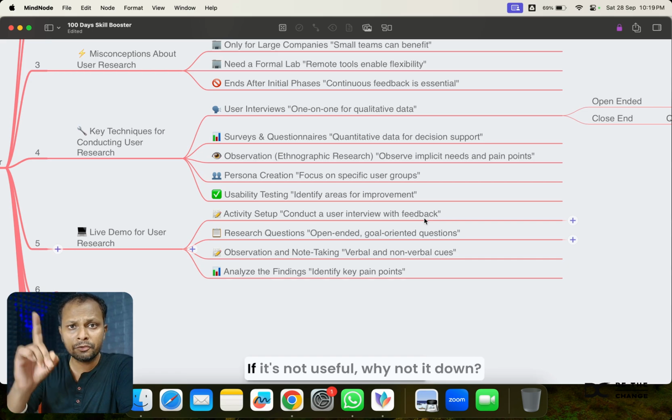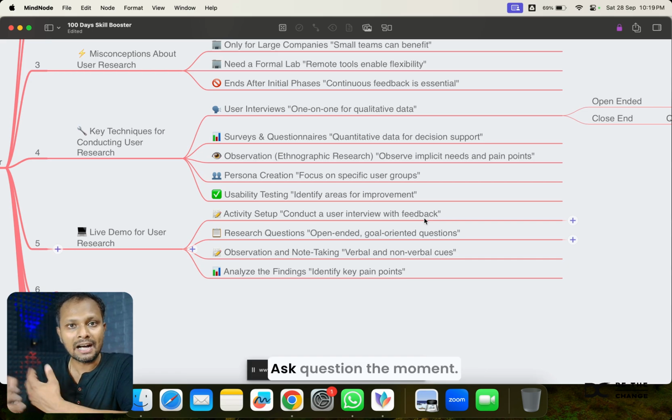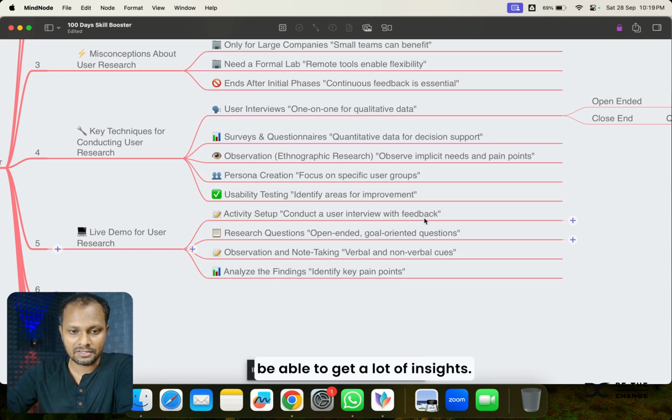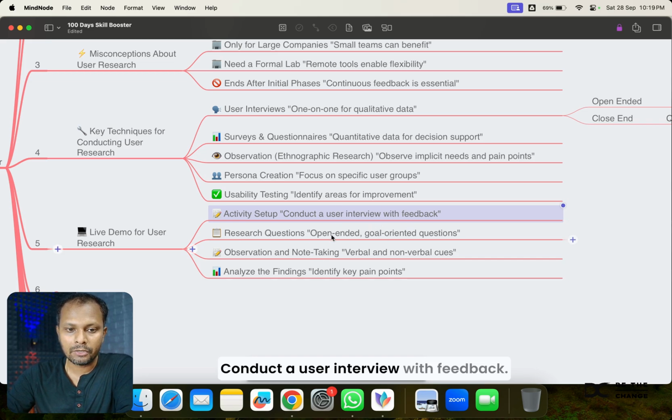Note it down. If it's not useful, why? Note it down. Ask questions. The moment you ask questions and patiently listen, you will be able to get a lot of insights. That is the most important thing. Conduct a user interview with feedback.